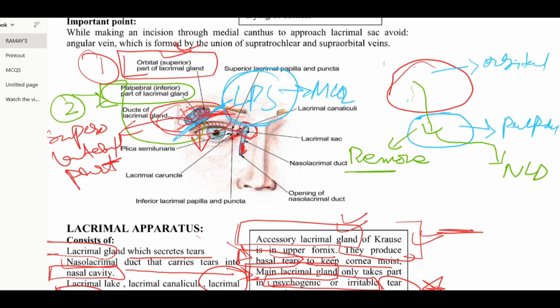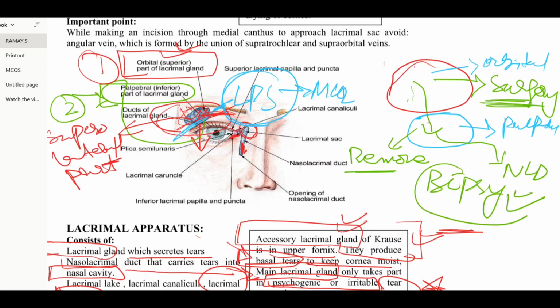So, whenever we have to perform surgery, any kind of biopsy, we have to choose the larger orbital part to perform any surgery, to perform any biopsy, because if we remove the lower part and perform the surgery on the lower part, there will be no drainage.